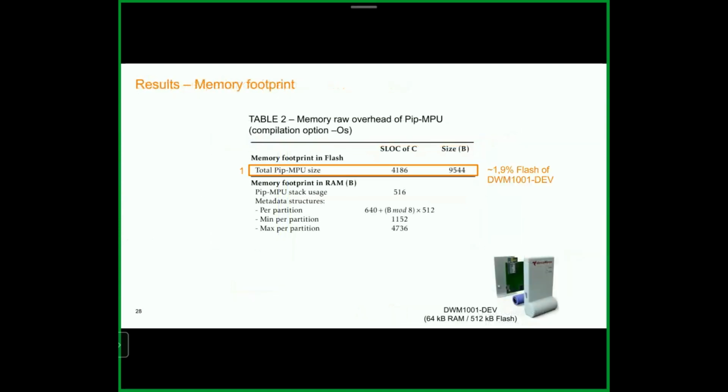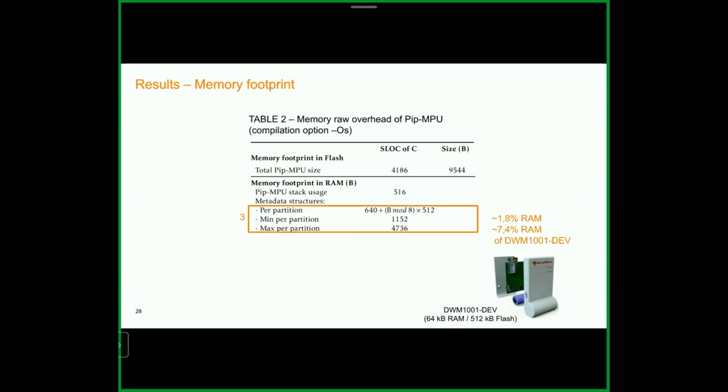In terms of results, Pip-MPU takes 10 kilobytes from the flash memory, that is about 2% of one of our devices. It takes 516 bytes of stack usage, so that's less than 1% of RAM of the same device. And with the metadata structures, I told you we can add or remove some metadata structures, so we have a minimum and a maximum per partition, so we have a usage of around 2% to 7.5% of the RAM of this device.